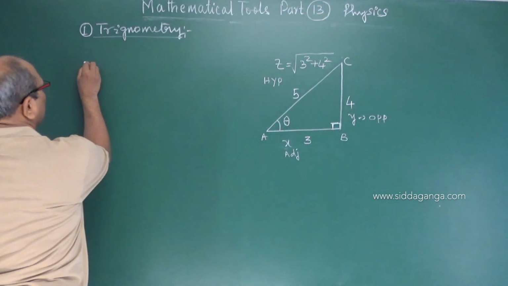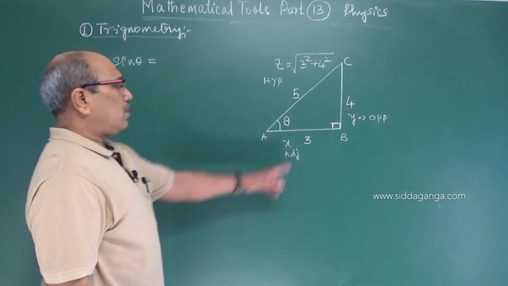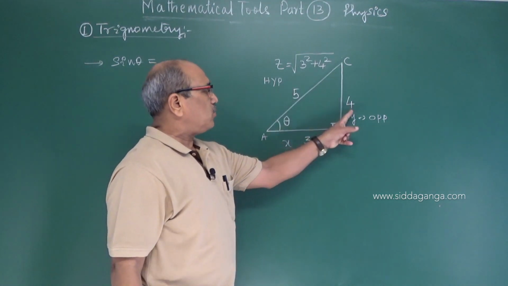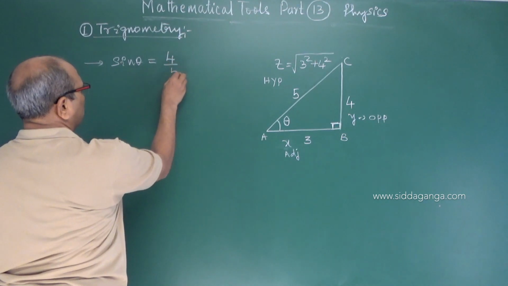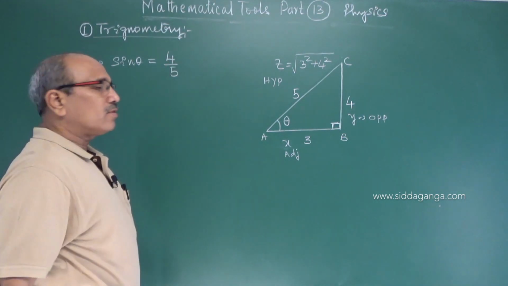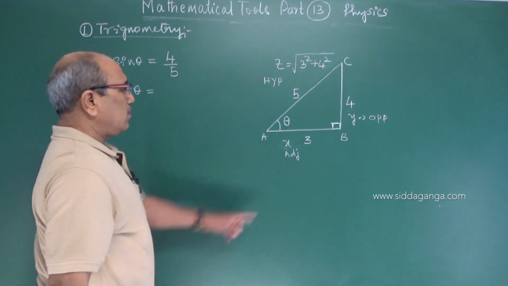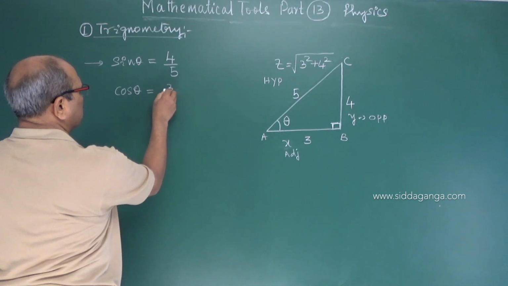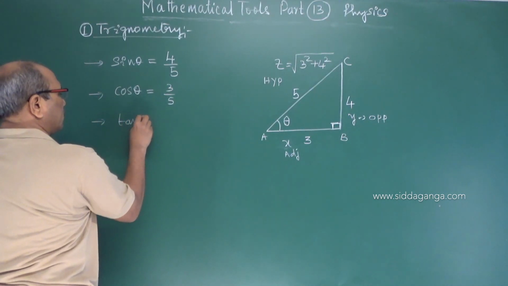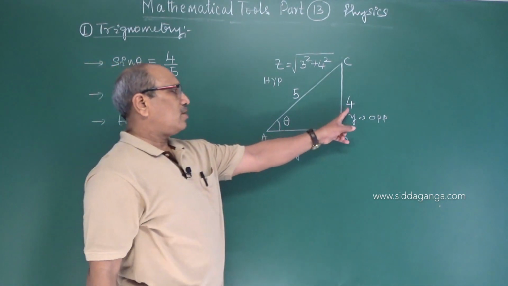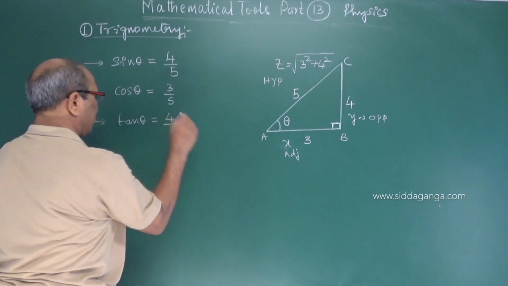Suppose I define here sin theta as usually opposite side by hypotenuse, that is 4 by 5. Similarly, if I write cos theta, adjacent side by hypotenuse is 3 by 5, and coming to tan theta, opposite side by adjacent side is 4 by 3.